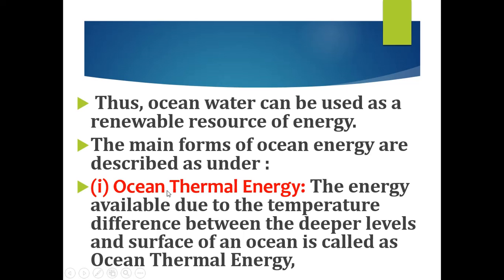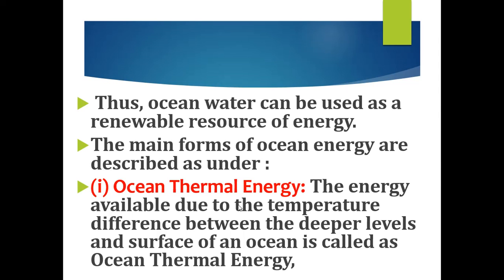First one is ocean thermal energy. Thermal means, you know, it's heat. It's related to temperature. So when we look at the surface of an ocean, we can measure one temperature. If you look at the deep, deeper level of the ocean, you can see another temperature. Yes, there is a difference in temperature between the deeper level and the surface of an ocean.